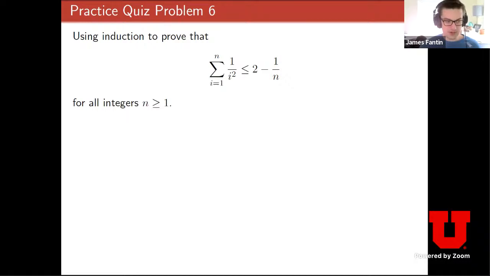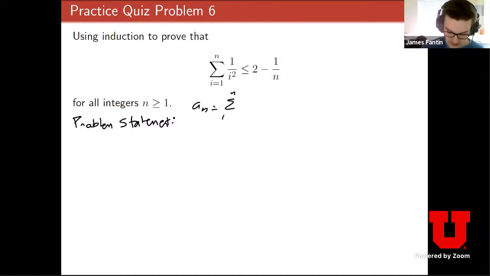How do we start an induction problem? We always start with a problem statement. A trick that we've used in this class is to let a sub n represent this summation, and then let b sub n represent the right side. Then our problem statement is really simple: a sub n is less than or equal to b sub n.